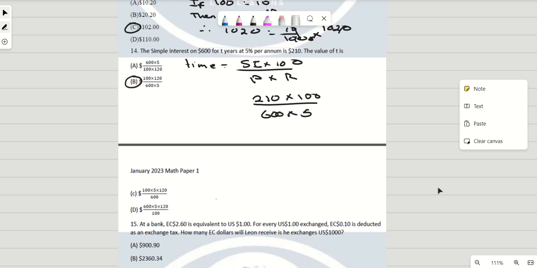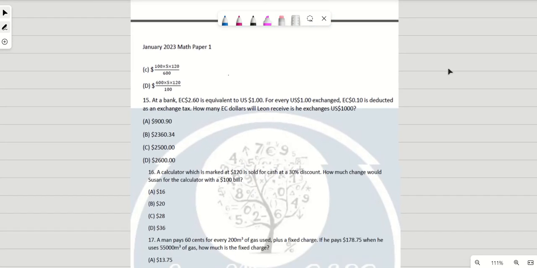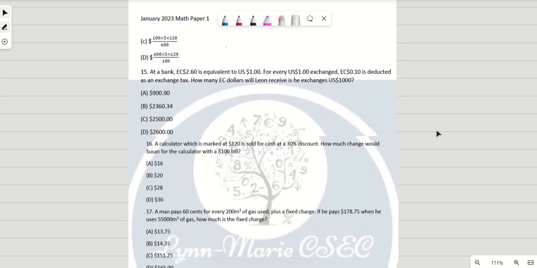Your answer for part 15 is at a bank. At a bank, EC $2.60 is equivalent to $1. For every $1 exchange, 10 cents is deducted as an exchange tax. How many EC will Leon receive if he exchanges $1,000? First off, I think C is the answer. Well, let's just prove that C is the answer.